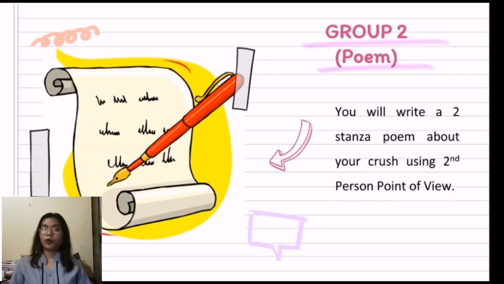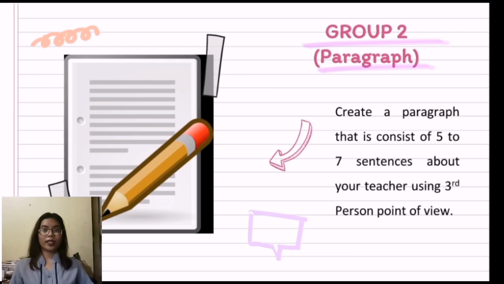For the next group, you will write a poem. You will write a 2-stanza poem about your crush using second person point of view. And for group 3, you will write a paragraph. Create a paragraph that consists of 5 to 7 sentences about your teacher using third person point of view. All the things that you want to tell about your teacher is okay.